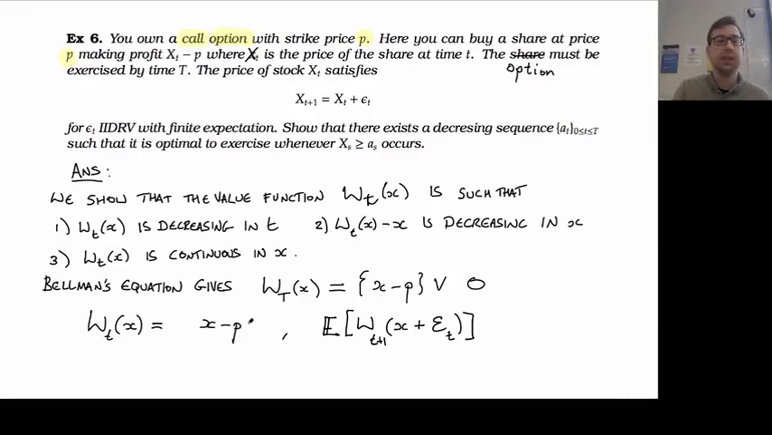So that is the money that I make if I exercise the option, and that is the money that I expect to make if I don't exercise the option at time t, but I make optimal decisions from there on out.